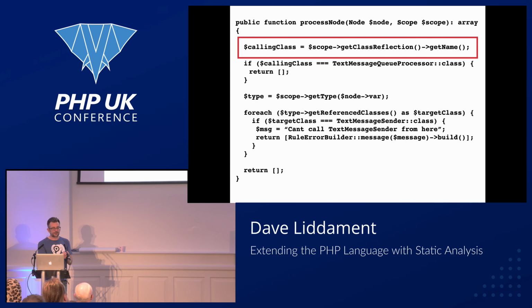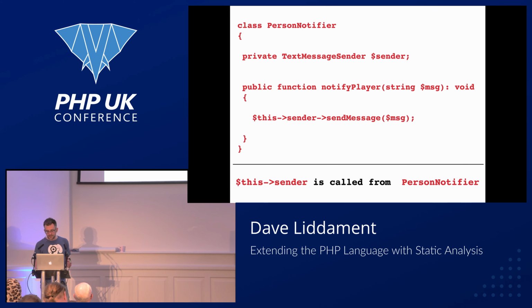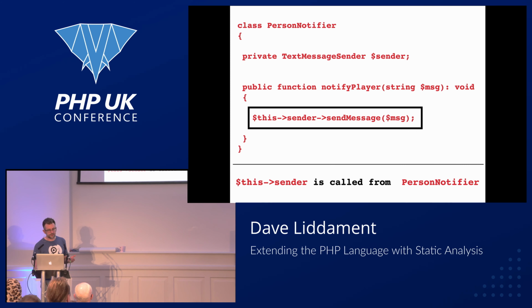And we get that from the scope. So what happens is, when we get to a method call, that method call could be anywhere in the code base. We need to know additional information about it. So imagine we had a PersonNotifier class, and we've got this method called this sender send message, then this sender is called from PersonNotifier. So on this method call, the class we're in is PersonNotifier.